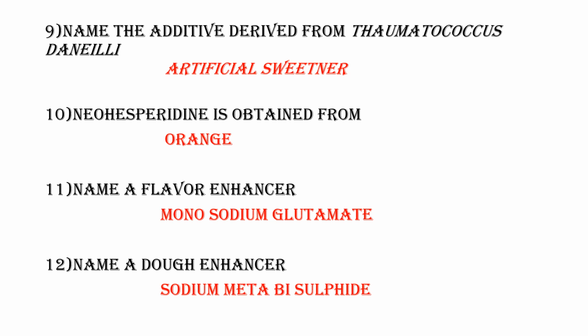11th question. Name a flavor enhancer. We already know MSG. MSG is a flavor enhancer called monosodium glutamate. 12th question, name a dough enhancer. So, sodium metabisulfite is a dough enhancer.